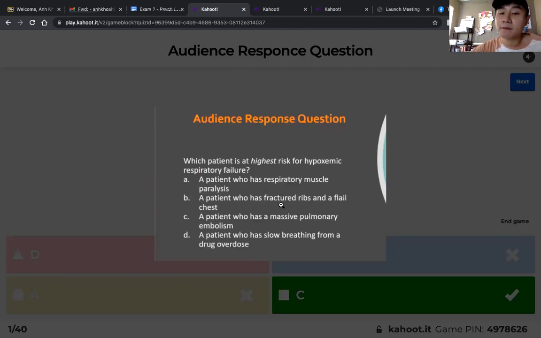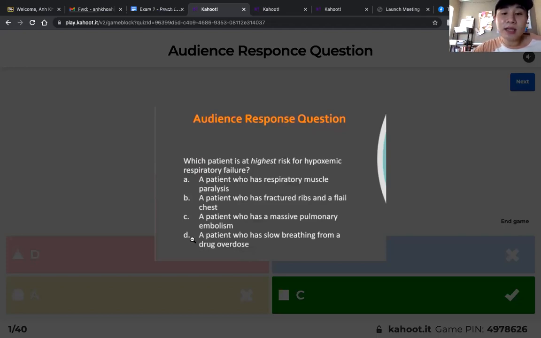B, a patient who has fractured ribs and flail chest. If a patient has a flail chest, they have an injury to one of their lungs or a pneumothorax, and the lung is collapsed. So the patient still won't be able to exchange air or exhale, so they will have an increase in carbon dioxide as well. And D, a patient who has slow breathing from a drug overdose. If a patient is overdosed, usually the breathing center in the brain is shut off, so the patient doesn't exhale or inhale.